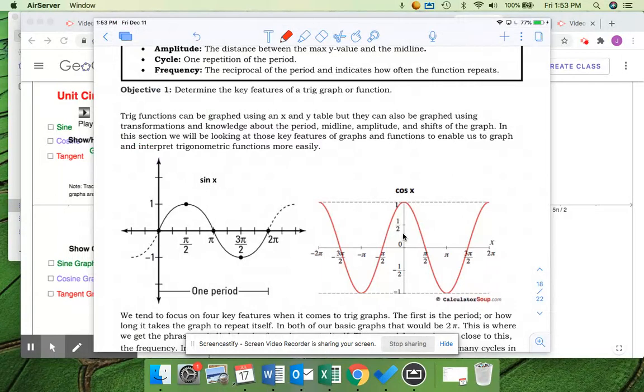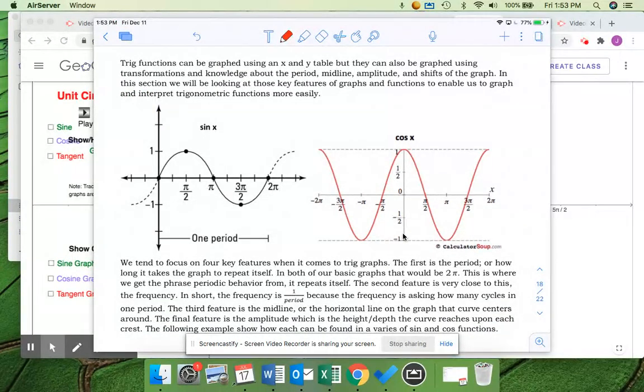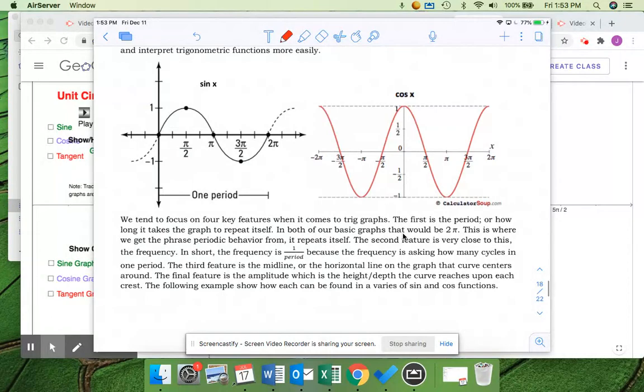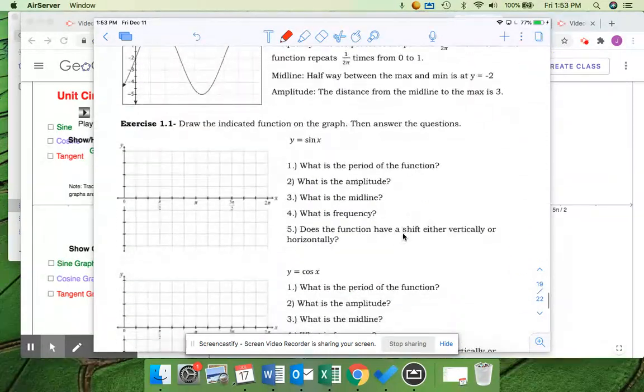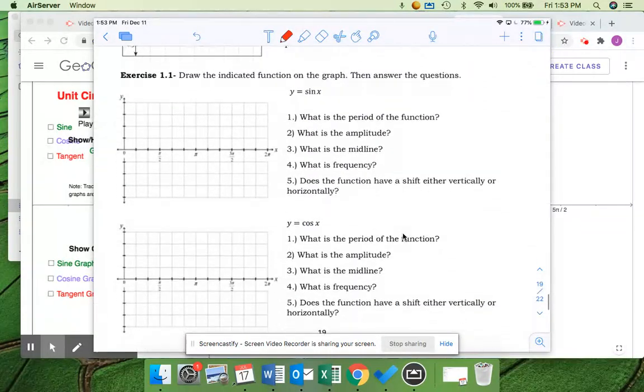All right. So let's go look at the two we are going to look at now. We're looking at sine and cosine. We're going to graph them ourselves together. These are some examples in case you wanted to look at those, but we're going to jump down here.